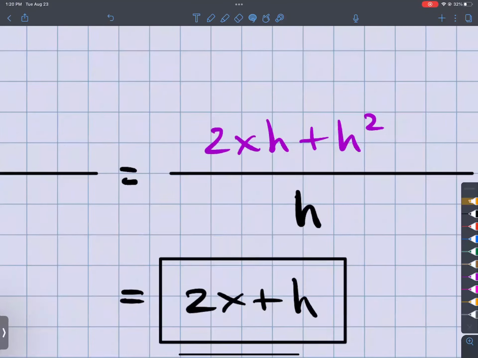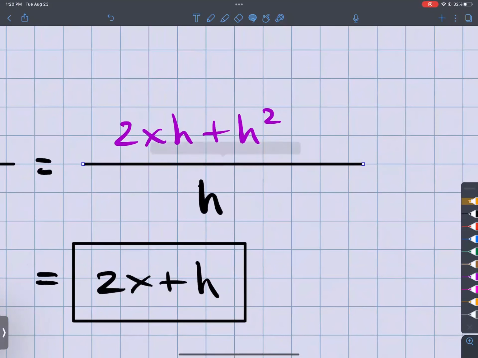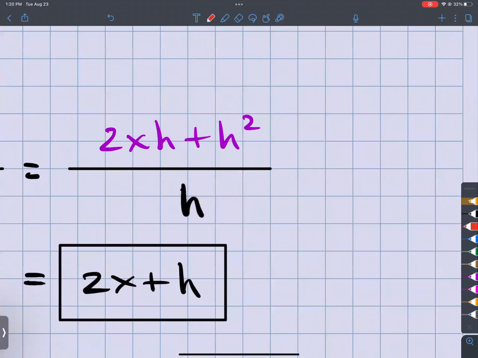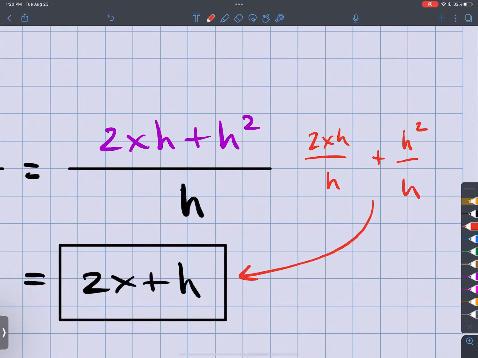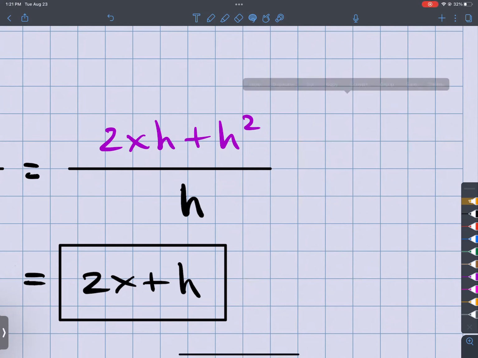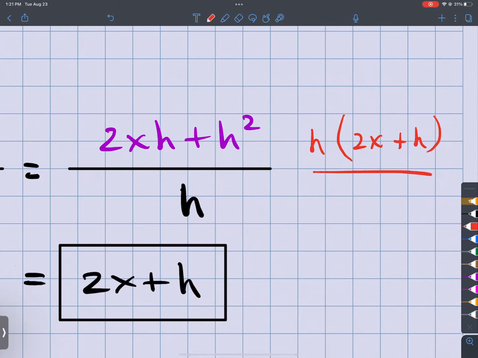So remember, there's two ways I can cancel with the h on the bottom. One is that I can separate this into two fractions, which would still give me this, because one of the h's will cancel here. Or I could do this. I can pull an h as a GCF on top. And now the h cancels, and I'm left with the 2x plus h.